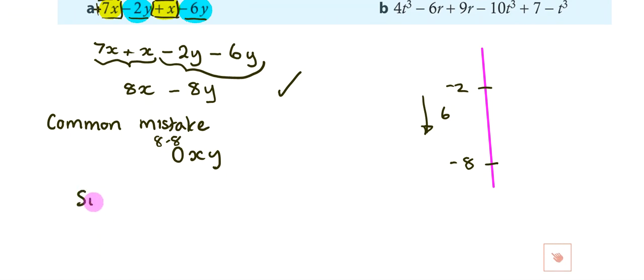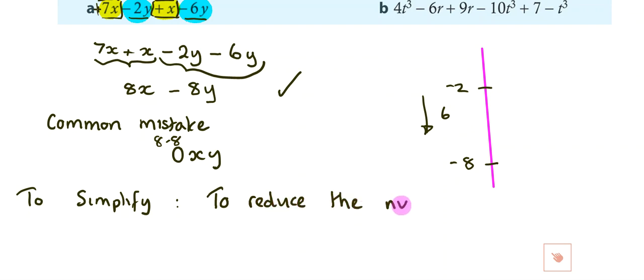Exactly. To simplify in maths means to reduce the number of terms. Simple as that. To reduce the number of terms. It doesn't mean give an answer. Sometimes reducing the number of terms gives you a final answer, but sometimes it doesn't. If I've got variables, I can't do a finite answer.